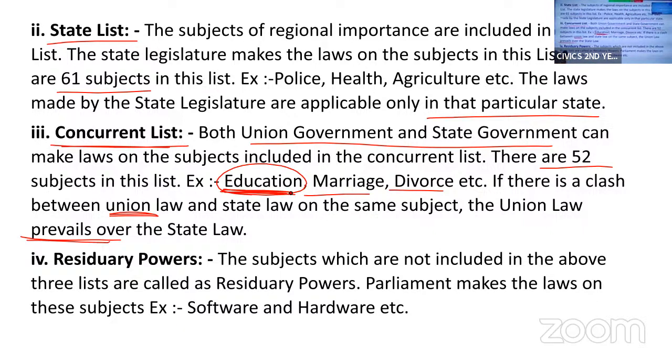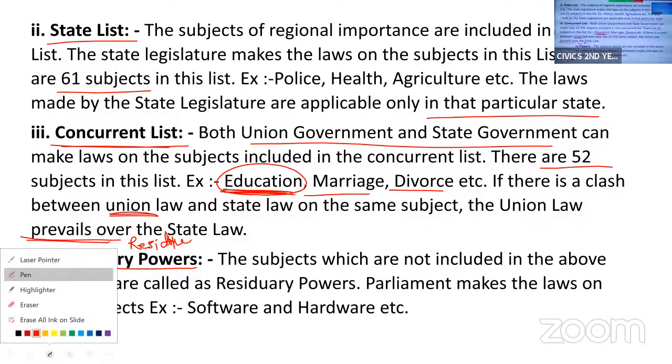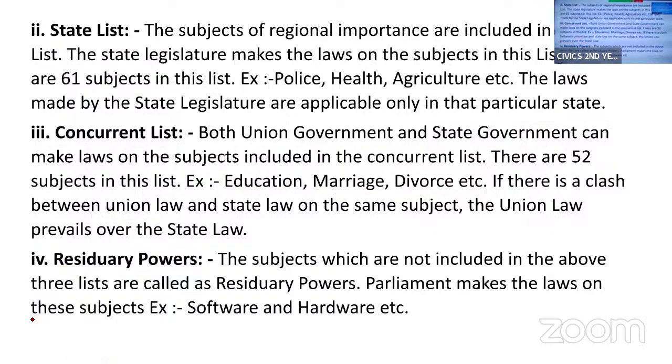Then comes your fourth point, that is residuary powers. So what do you mean by residuary powers? The word residuary has come from the word residue. Residue means leftover.